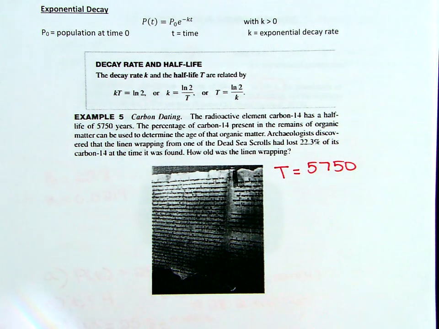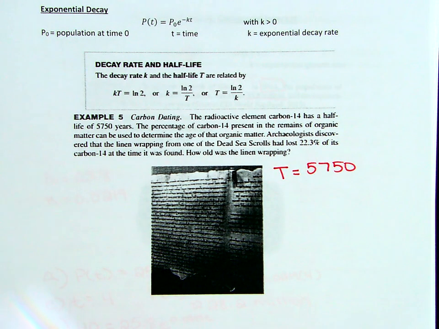It says the percentage of carbon-14 present in the remains of organic matter can be used to determine the age of that organic matter. Archaeologists discovered that the linen wrapping from one of the Dead Sea Scrolls had lost 22.3% of its carbon-14 that it had at the time it was found. So how old was the linen wrapping?